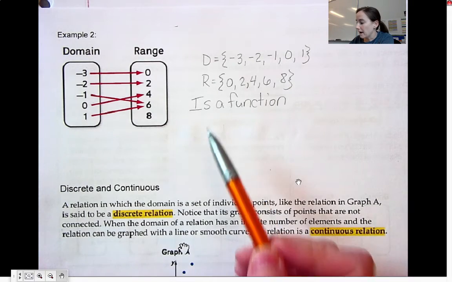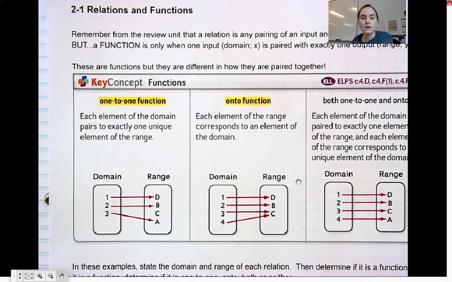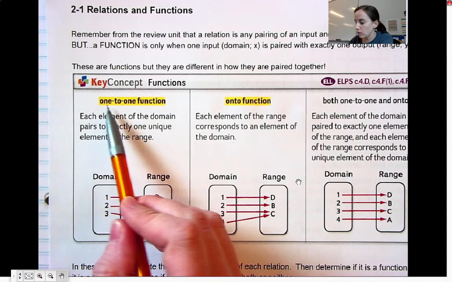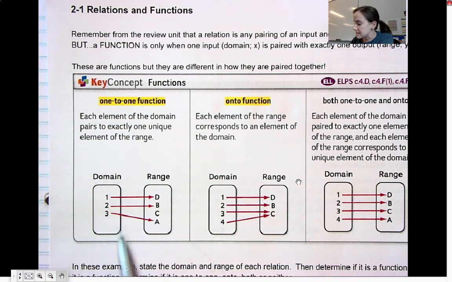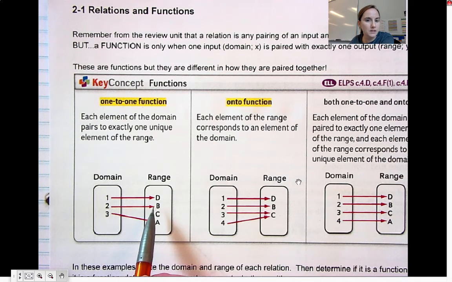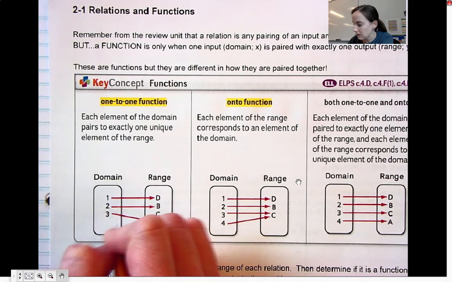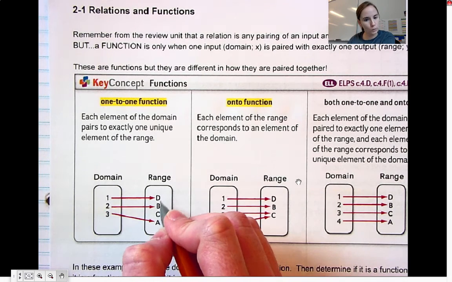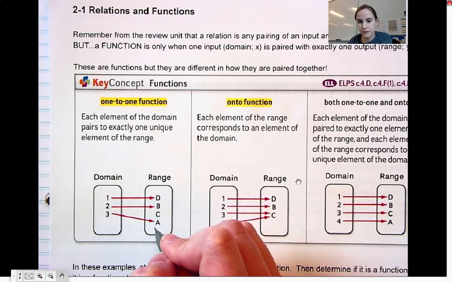And if you go back to this side, something that I didn't specifically say when I was talking about one-to-one is that every time a domain goes to a range value, it has to have its own range value. So I couldn't have 2 going to B and 3 going to B because they would share that range, and that wouldn't be one-to-one. Each of the domain has to have its own unique range.